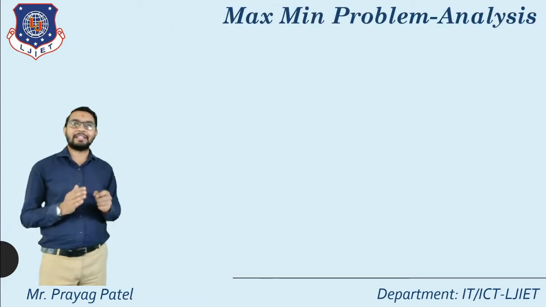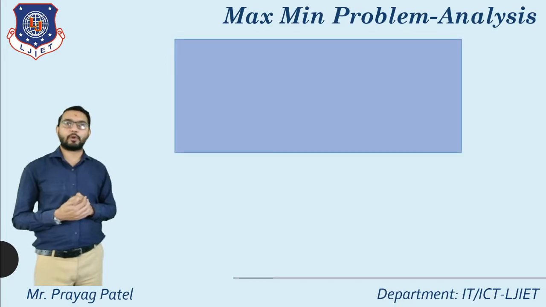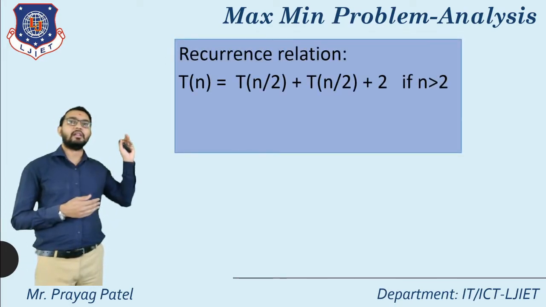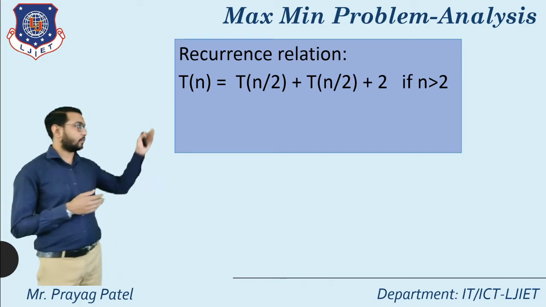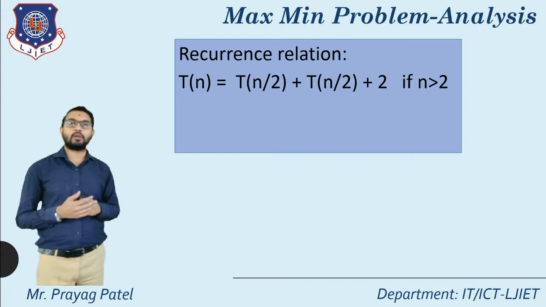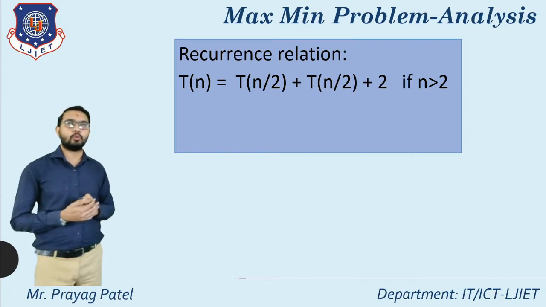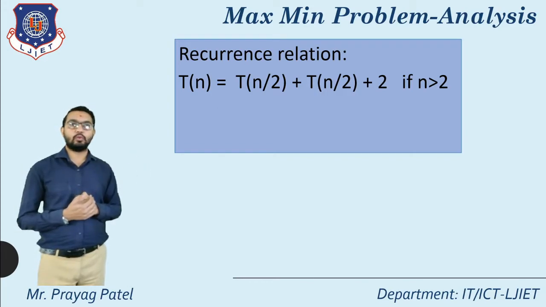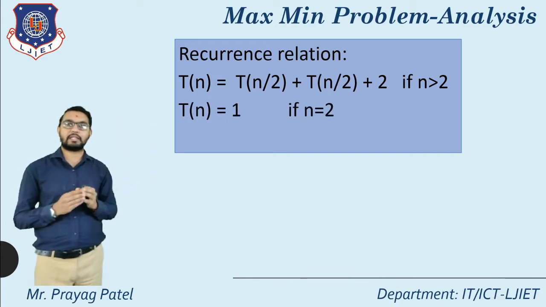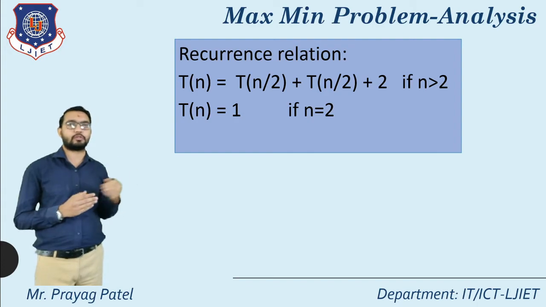Now consider the analysis part of the maximum minimum problem. First, define the recurrence relation for the minimum maximum problem. So the recurrence relation is T of n equal to T of n by 2 plus T of n by 2 plus 2 if n is greater than 2. So if we have more than 2 elements, then the recurrence call is like this: T of n by 2 plus T of n by 2 plus 2.